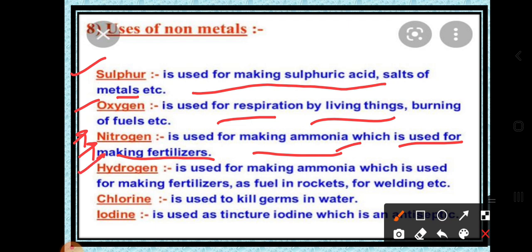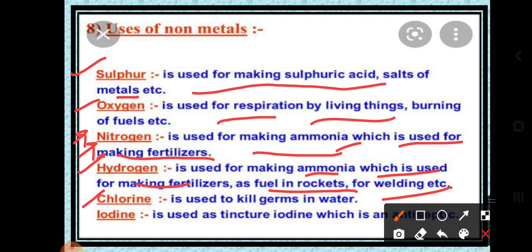Where are we using hydrogen? It is used for making ammonia, which is used for making fertilizer, as fuel in rockets, for welding, etc. So hydrogen has a large application where we use it for making fertilizers as well as fuel in the rockets. Okay, so these are the examples of hydrogen.